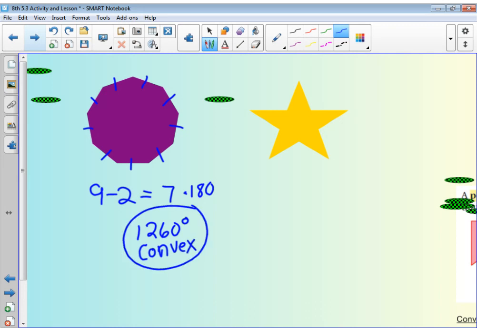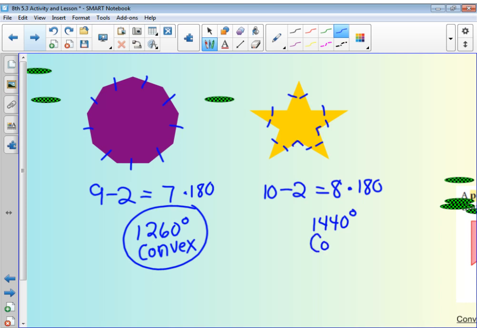Okay. On our next one, we've got 1, 2, 3, 4, 5, 6, 7, 8, 9, 10 sides. So 10 minus 2 is going to give us 8 triangles that would make that up. And then we're going to take that times 180. So 8 times 180 gives us 1,440 degrees. And here we have where it caves in on multiple sides. So this would be a concave.